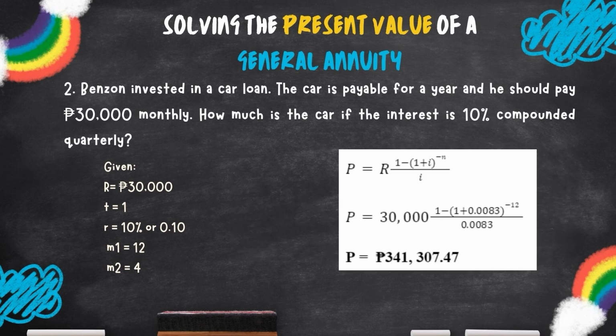Now that we have what we need, let us solve for the present value of this general annuity in this problem. So we're going to have 30,000 times 1 minus 1 plus 0.0083 raised to the power of negative 12 over 0.0083. And that's going to result to the present value of 341,307.47 pesos. That means that the car loan cost 341,307.47 pesos. So that's how you solve for the present value of a general annuity. And oh, we're almost done.